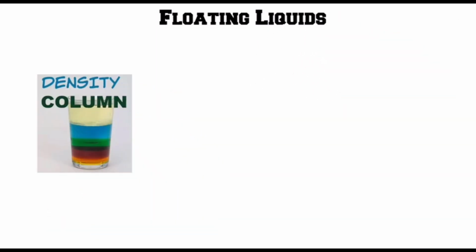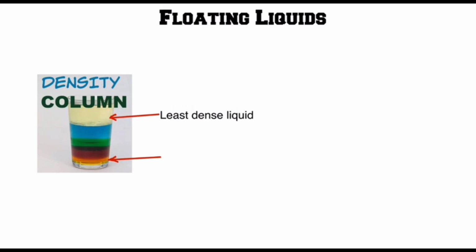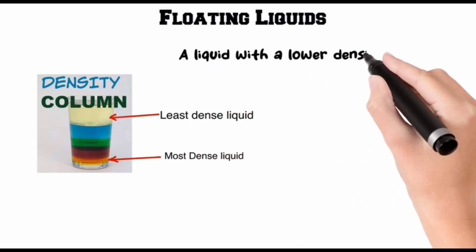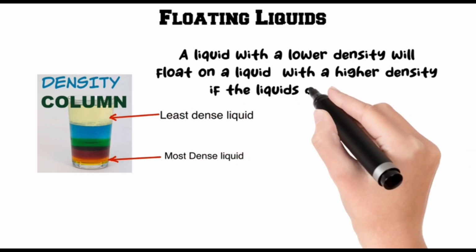Floating liquids. In this image, this is the least dense liquid, and this is the most dense liquid. A liquid with a lower density will float on a liquid with a higher density if the liquids do not mix.